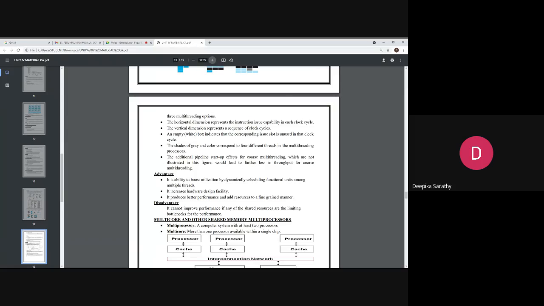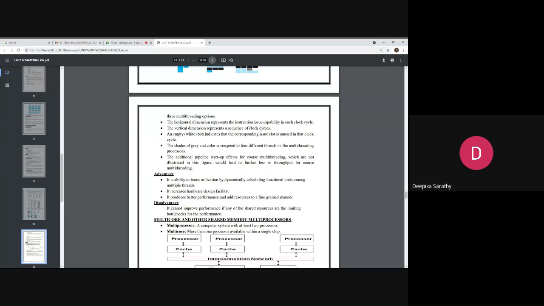Okay, what are the advantages? The advantage here is that it has the ability to boost utilization by dynamically scheduling functional units among the multiple threads. Here, dynamically scheduled functional units will be there.